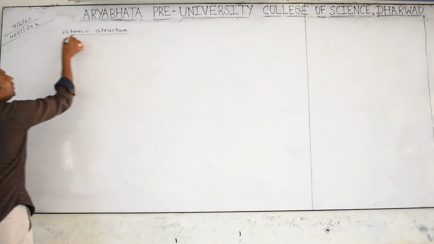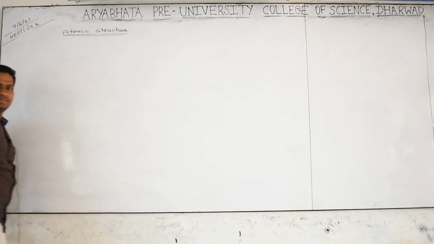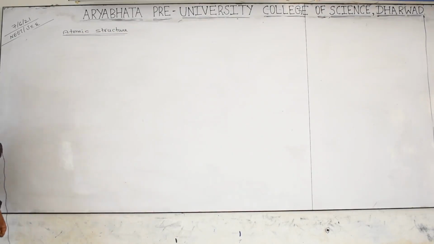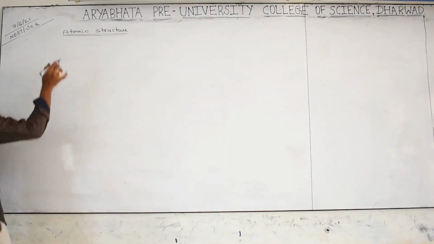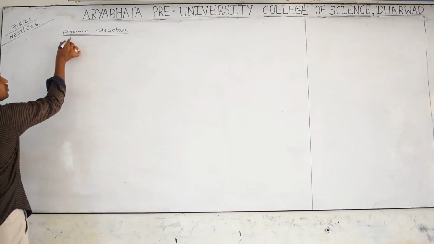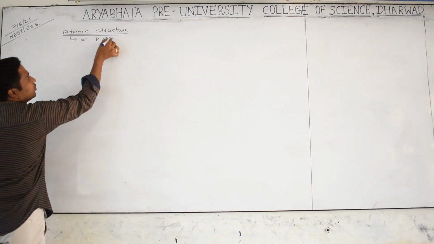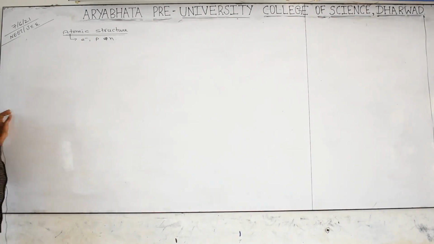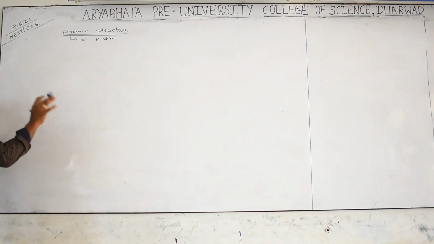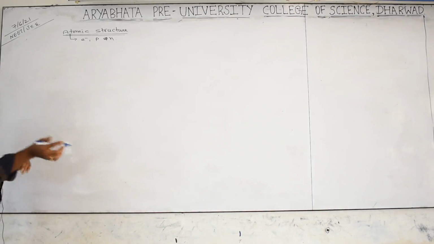From a NEET point of view, this is a very important topic. What is atomic structure? Atomic structure means atoms are made up of electrons, protons and neutrons. These are the building materials of the atom. So everything is very important. See the synopsis first.